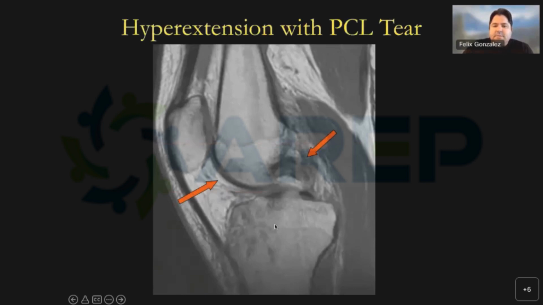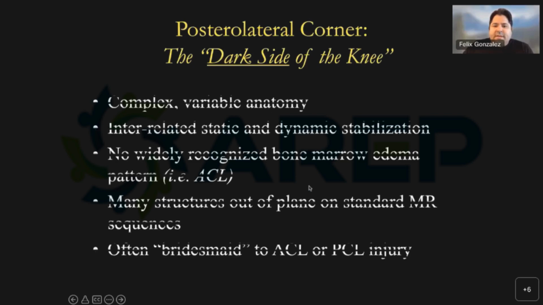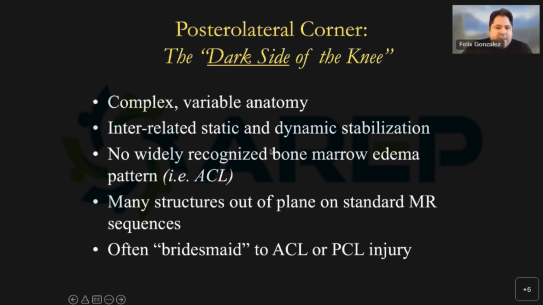All right, so moving on, the posterior lateral corner, the dark side of the knee. I tried to go a little faster here because I'm running out of time. Very complex, variable anatomy, and there is a not widely recognized bone marrow edema pattern that can tell you that you have a posterior lateral corner injury.